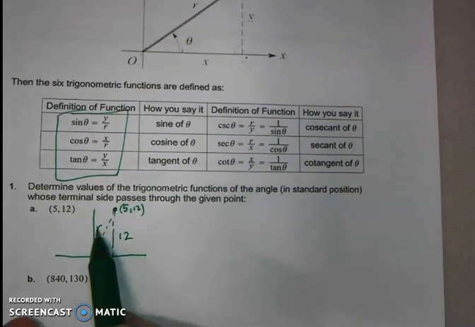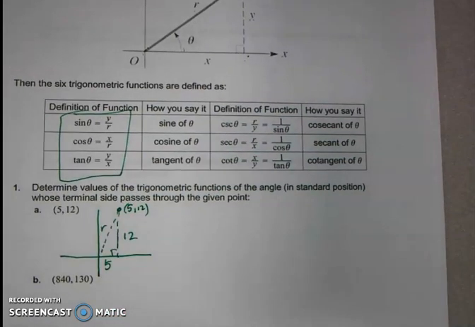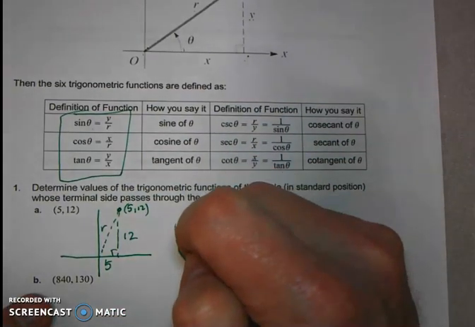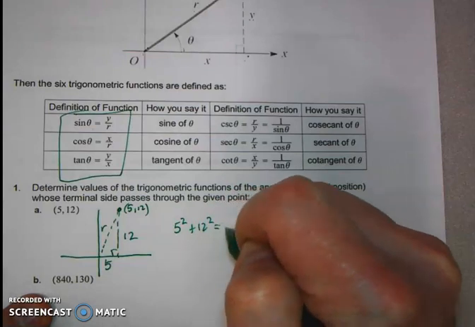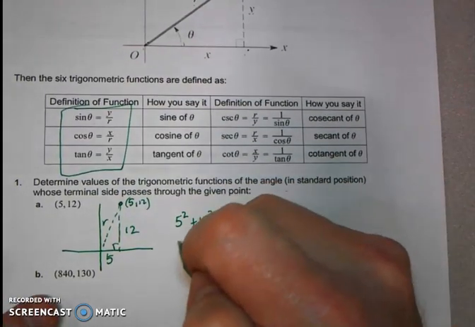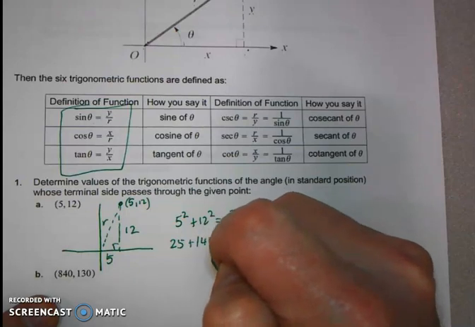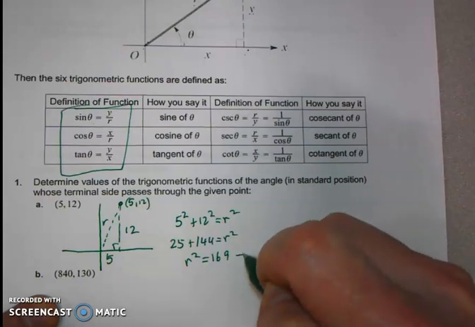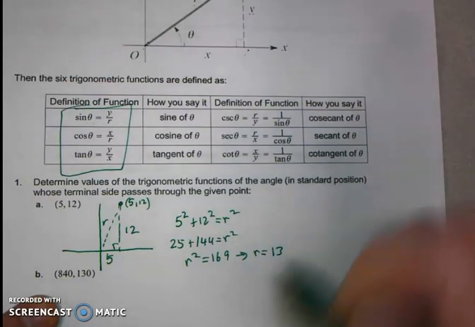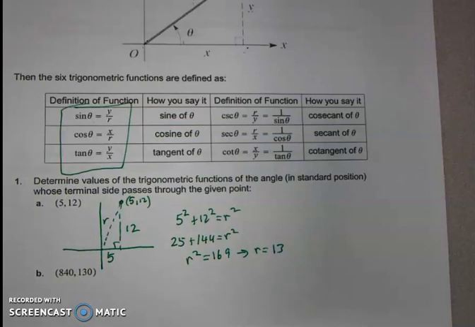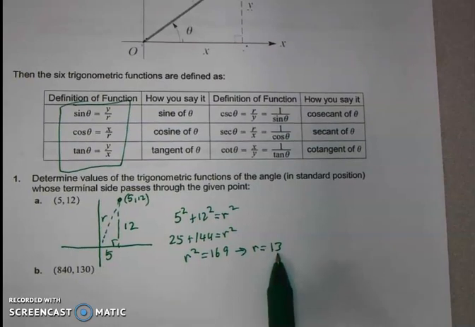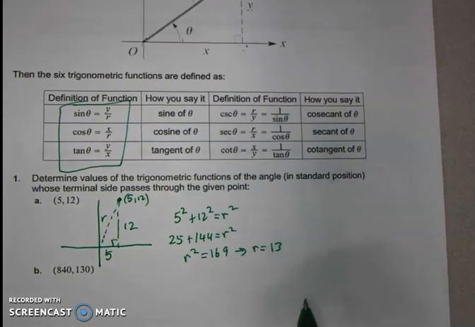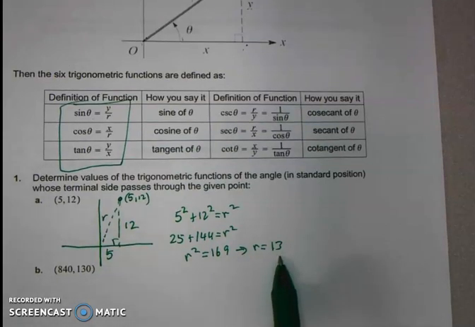So to find r, this is a right triangle, so we can use our old friend, the Pythagorean theorem. 5 squared plus 12 squared is r squared. That's 25 plus 144 is r squared. So r squared is 169, which means r turns out to be a nice number this time. R is 13. R normally, in most cases, will probably not be an integer. It'll probably be an irrational number, square root of something else. In this case, I picked one to make it come out nice.